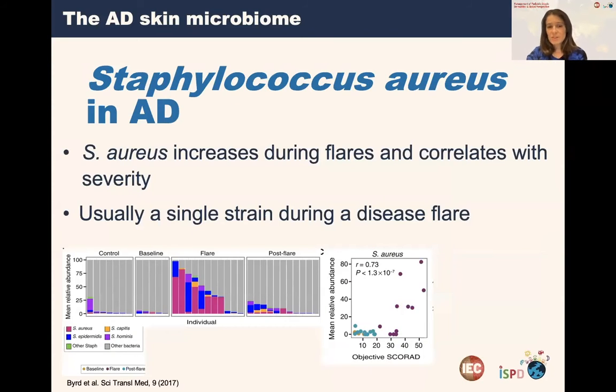So skin microbiome studies have helped move us forward towards answering this question. Staph aureus has been shown to increase in AD and increase during flares of disease, and its relative abundance correlates with disease severity. And this study also showed that it's usually a single strain of Staph aureus that increases during a disease flare. And we know that there's over 200 different Staph aureus strains with quite wide variability in their genomes and functions. And so it may be that it is strain-specific features of Staph aureus that's important in atopic dermatitis.